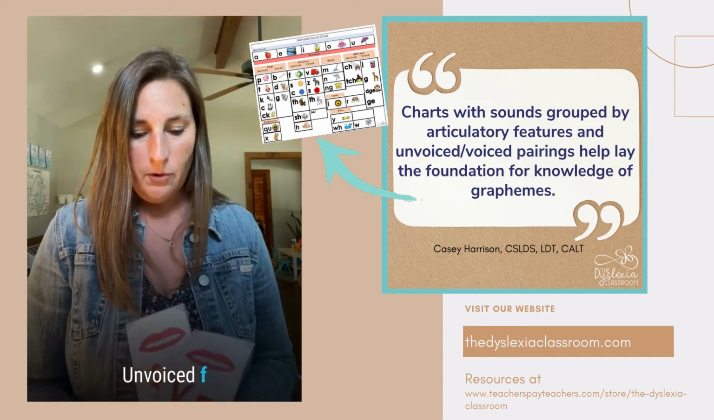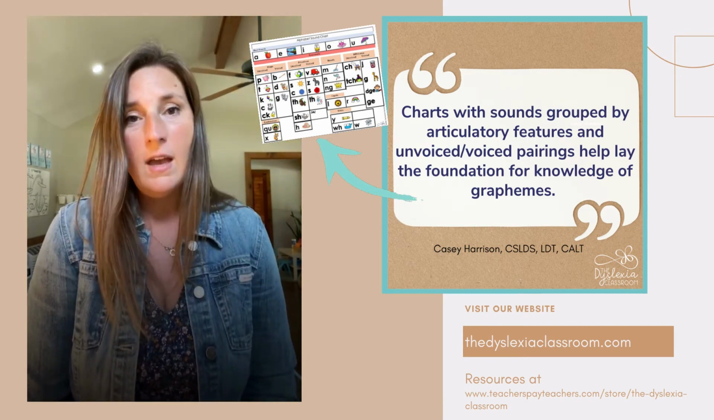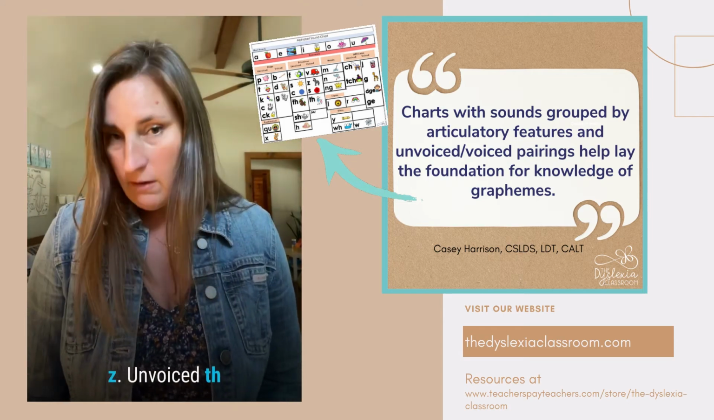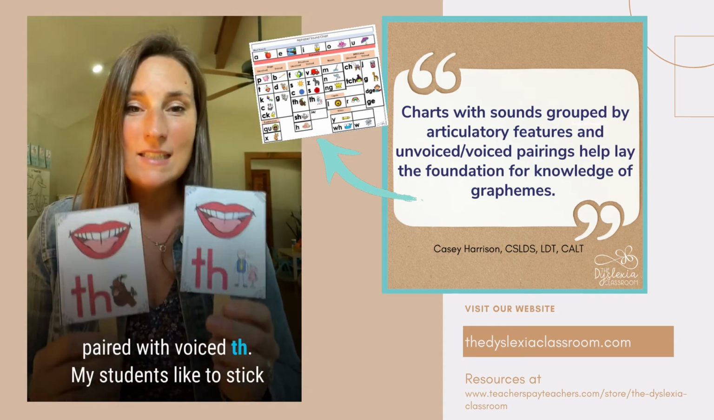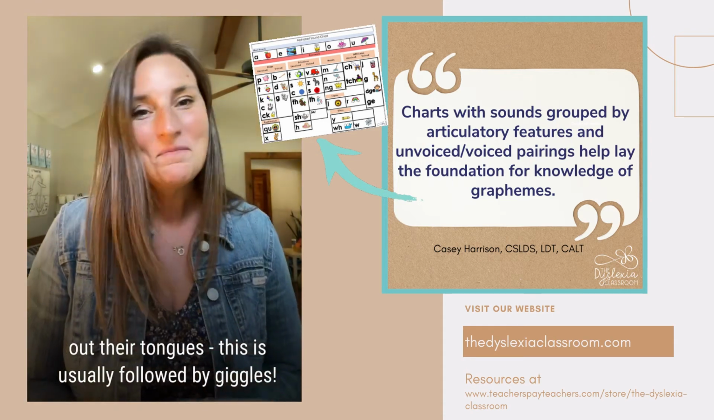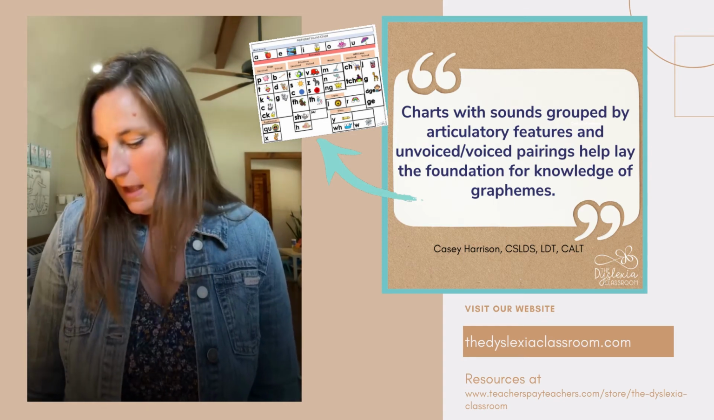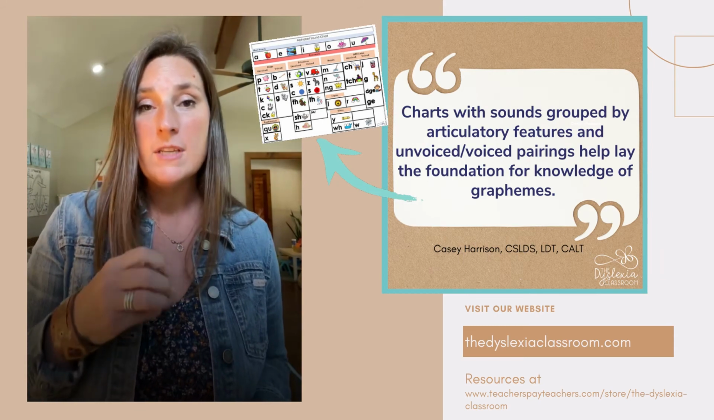So we have unvoiced f paired with voiced v. We have unvoiced s paired with voiced z. We have unvoiced th paired with voiced th. My kids like to stick their tongue out at the teacher. It's lots of fun. Okay, if it tickles, then you're saying it correctly. And then we have unvoiced sh to our voiced zh in words like measure.